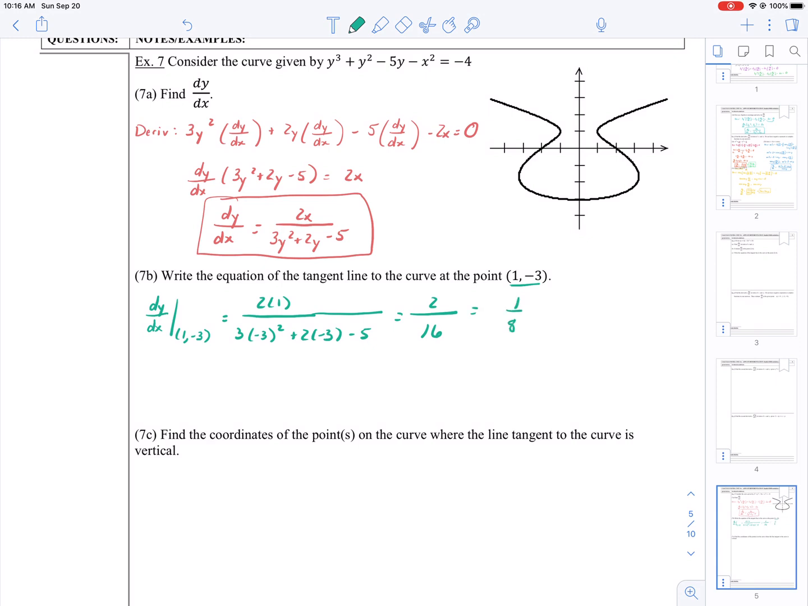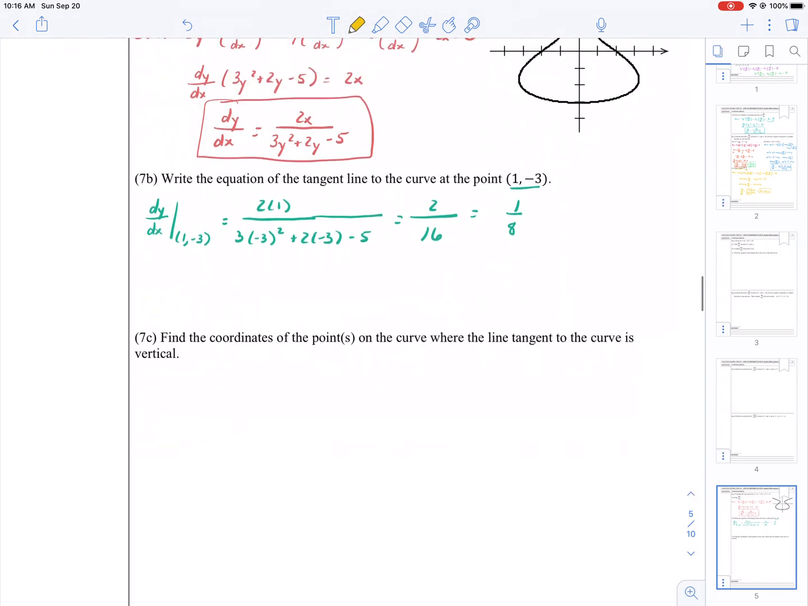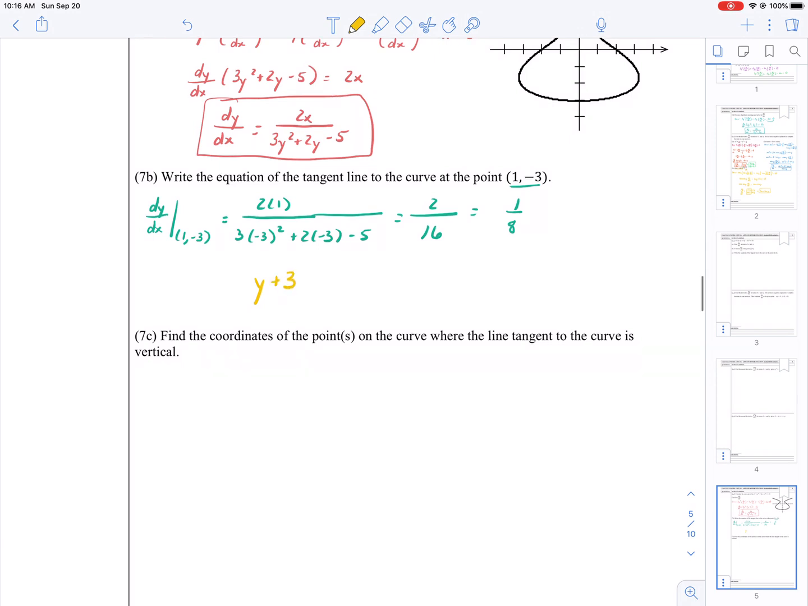Now I have my slope, but this did not just ask me for slope. It asked me for the equation of the tangent line. So now I have to go to my point slope form. y minus a -3, so that does become a plus. So I'm going to skip that little step there. Then 1/8 (x minus 1). So there's your equation of the tangent line.